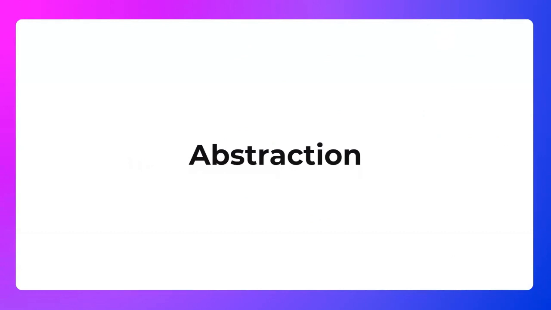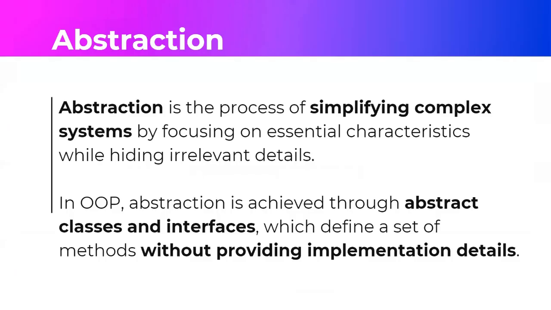Okay, and then we have, of course, the last one, which is abstraction. Abstraction is the process of simplifying complex systems by focusing on essential characteristics while hiding irrelevant details. In OOP, abstraction is achieved through abstract classes and interfaces, which define a set of methods without providing implementation details. That's actually how abstraction works. Specifically on abstract methods, we do not define any implementation. Those methods with implementation, we call concrete methods.